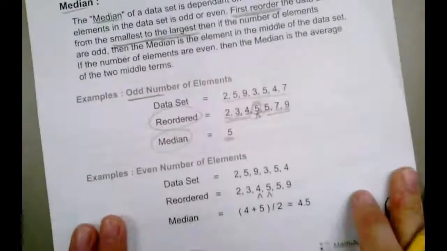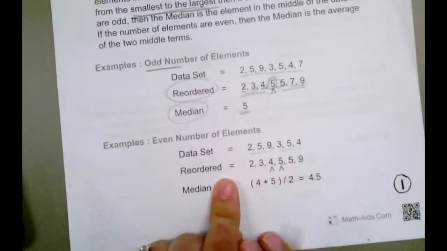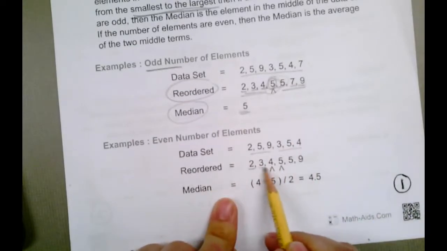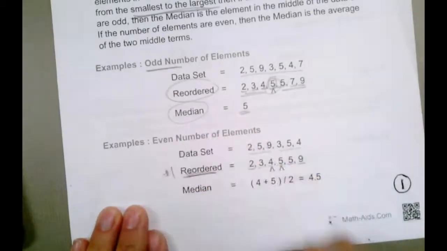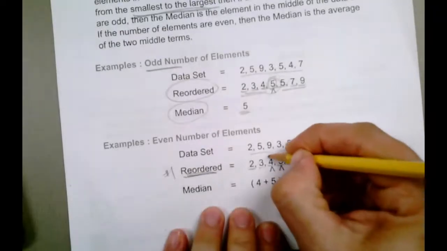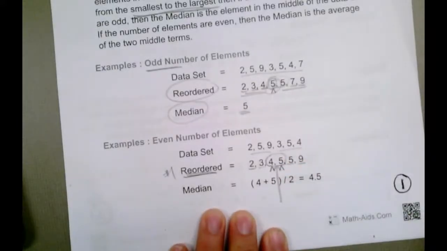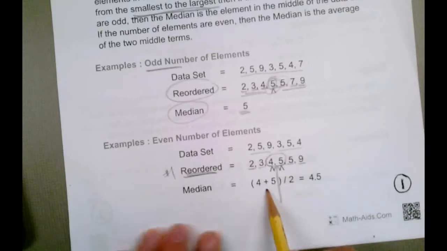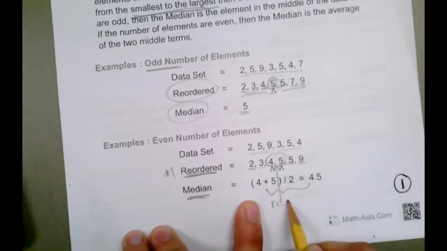If you have an even number of elements in your set, like this has 6: 1, 2, 3, 4, 5, 6, and I put them in order, 2, 3, 4, 5, 5, 9, so they're reordered. Always do that first, okay? There isn't a number in the middle. So you take the 2 numbers that are in the middle and you figure out what is in the middle of those 2 numbers. So you find the average or the mean. So the median is found by taking the mean of the middle 2 numbers.